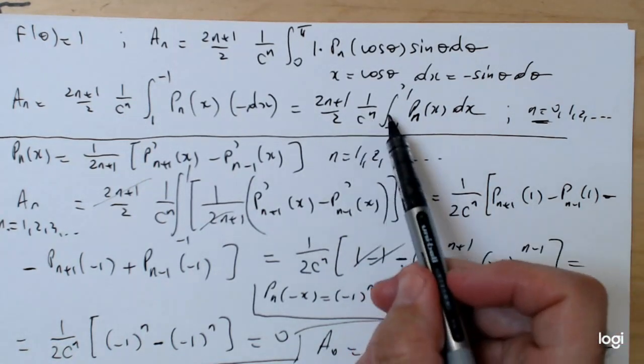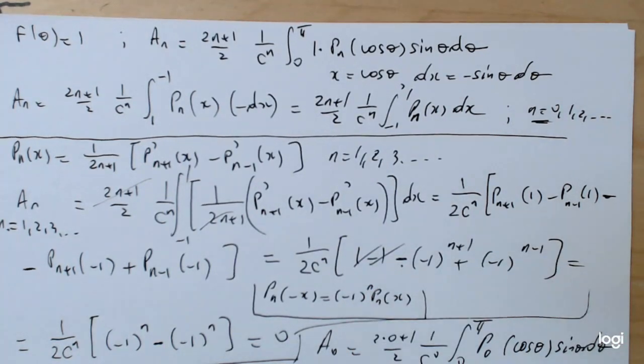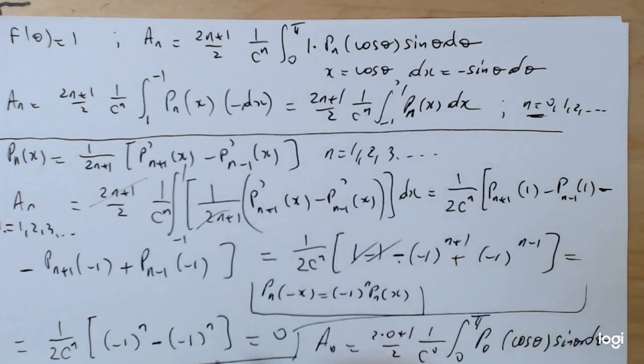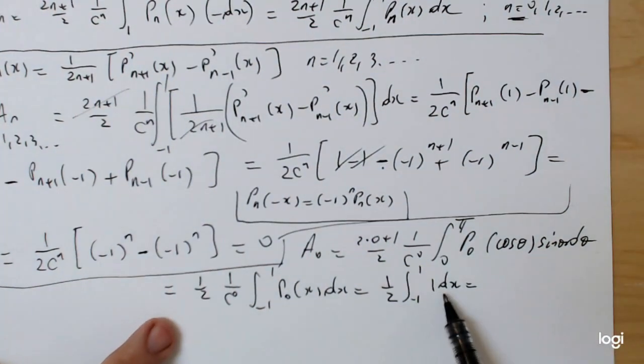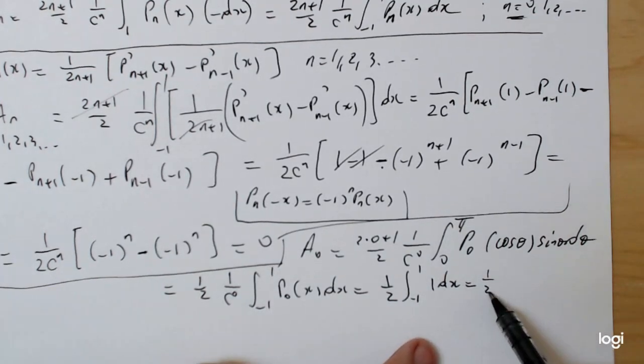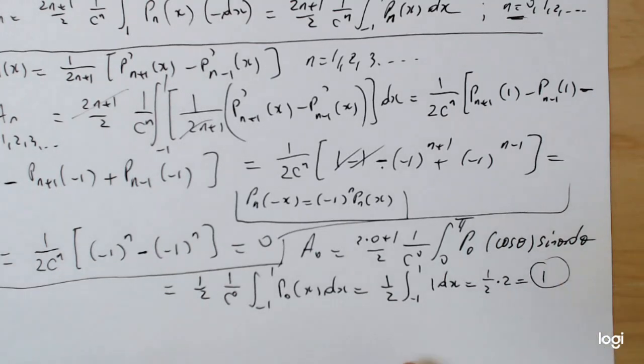Or you could go all the way back to the integral in x. You could do that as well. So that's going to be 2 times 0 plus 1 over 2, which is 1/2, 1 over c to the 0, the integral from -1 to 1, p naught of x dx. Now, p naught is just 1. The first Legendre polynomial is 1, and the integral from -1 to 1 of 1 is actually 2. So the coefficient a naught is equal to 1.